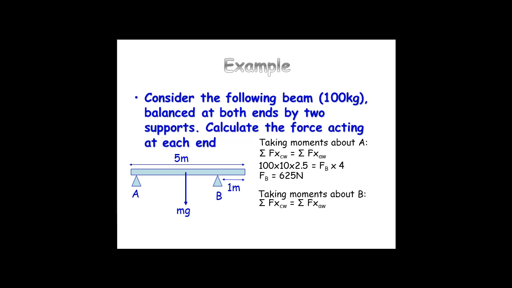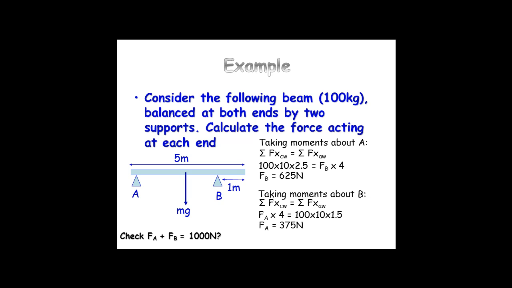So doing the same thing about B this time, we have in the clockwise direction, 4 metres times the force at support A is equal to the 1000 newtons times 1.5 metres. So that gives us a force of 375 newtons. Not surprisingly, the closer it is to the centre of mass, the greater the force is going to be. And again, double checking, 625 plus 375 is going to add up to the 1000 newtons.